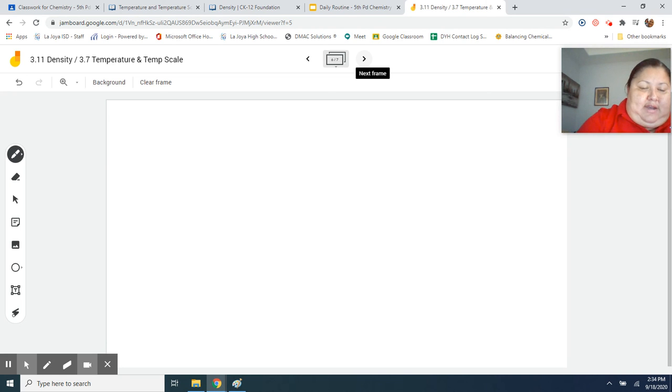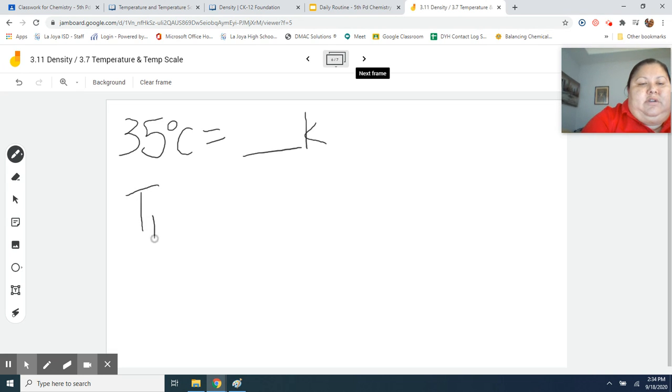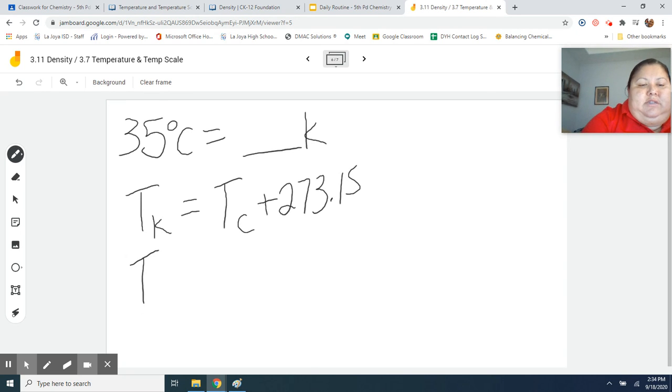So if you're given a temperature, for example, 35 degrees Celsius, and they want us to change that into Kelvin, well, the only thing I need is my temperature in Kelvin equals temperature in Celsius plus 273.15. Now all I do is plug it in. TK is equal to 35 plus 273.15.